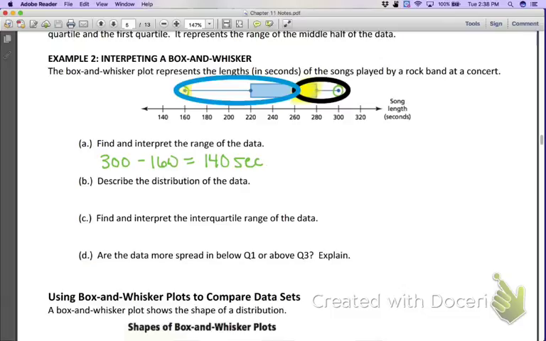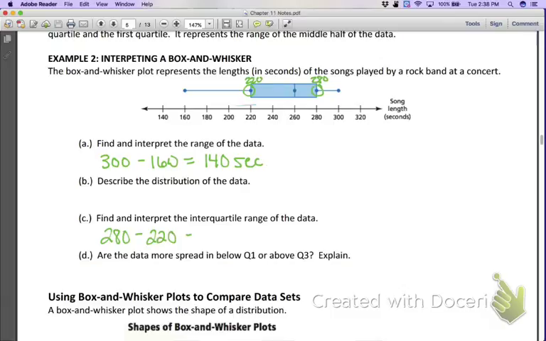Does that make sense? Finding the interquartile range, we're just going to take the lower quartile and the upper quartile. So my 280 that I have here and my 220, the ends of the box, and I'm going to subtract those. So 280 minus 220 is 60 seconds.